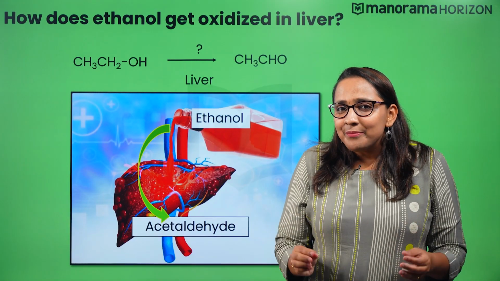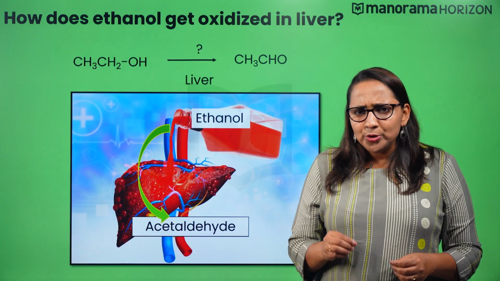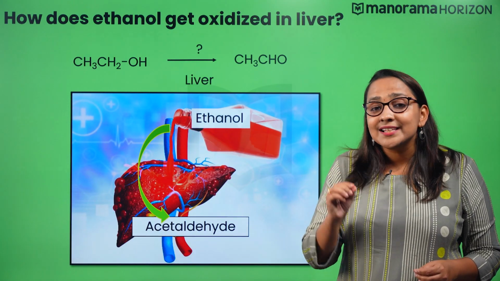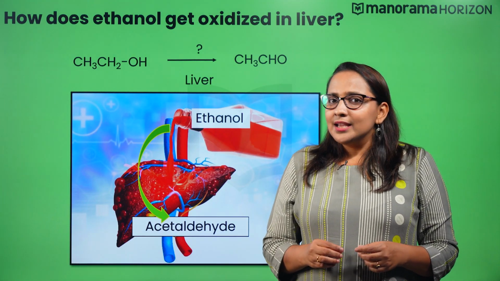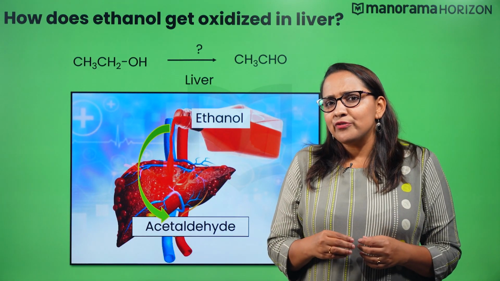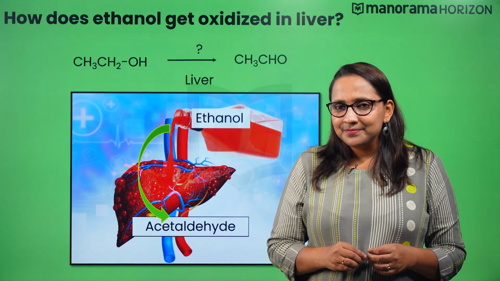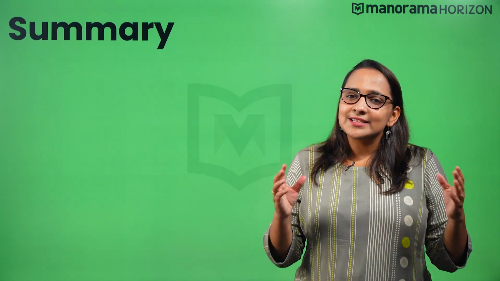Now, as we have come to the end of this session, I hope you have become familiarized with various reagents for obtaining carbonyl compounds. Can you tell me how oxidation of ethanol occurs in the liver? Now, we will see the summary of this session.